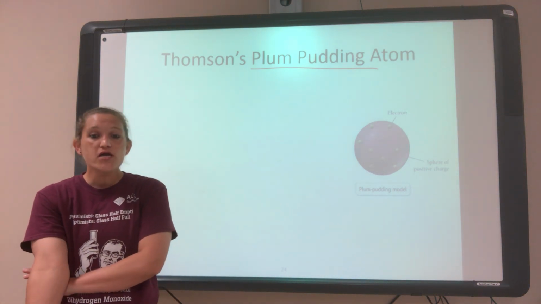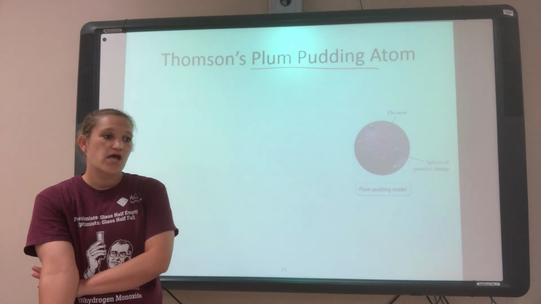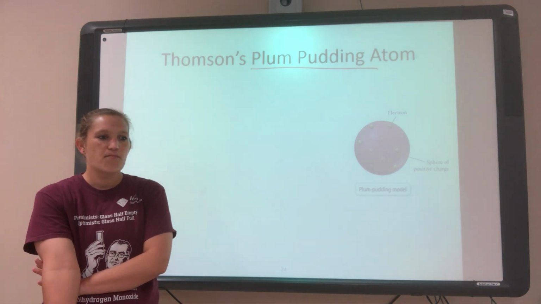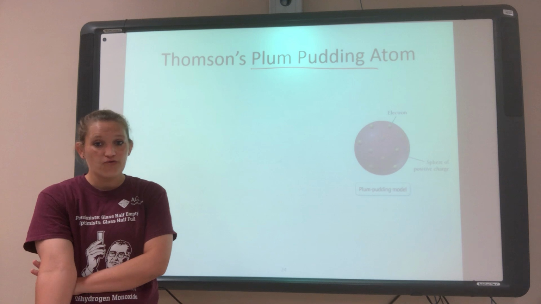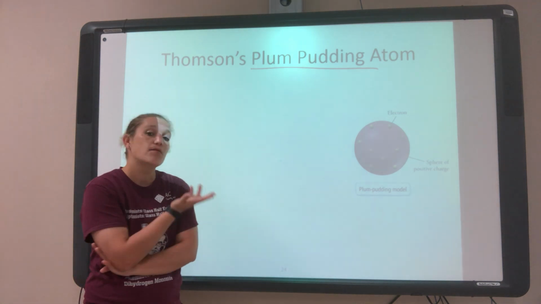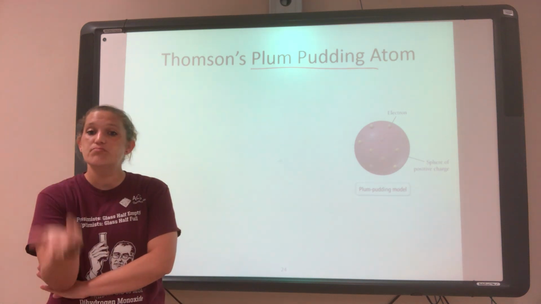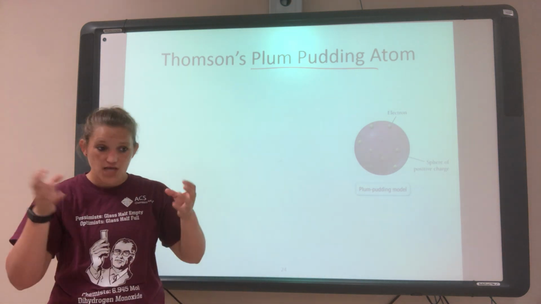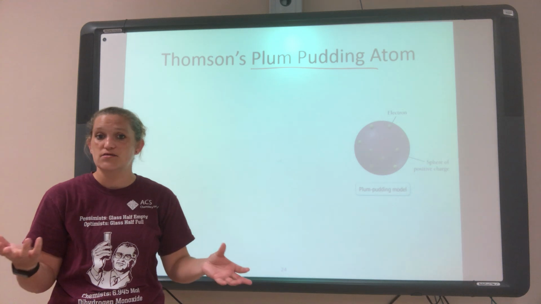So the story goes that Thomson one day was sitting trying to think about what he thought was the new model for the atom. And he was eating some plum pudding. And so while he was eating some plum pudding, he got the idea of what he thought the atom was. Okay?